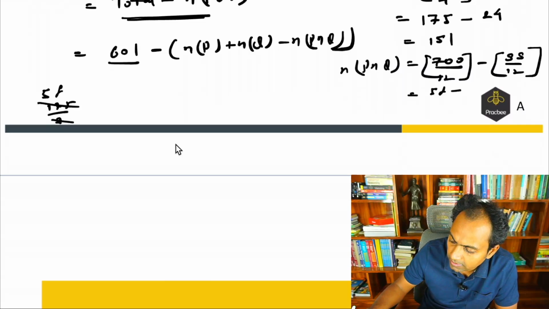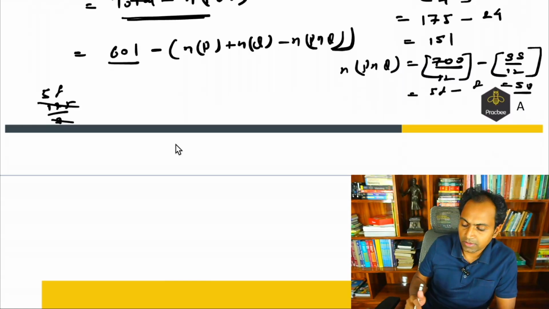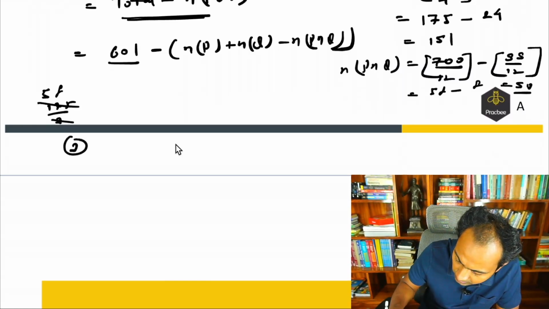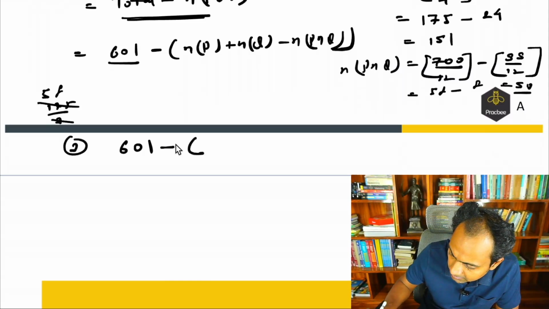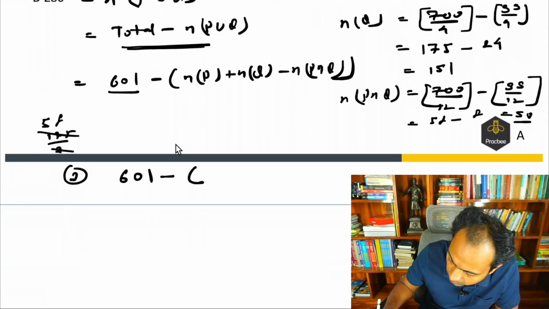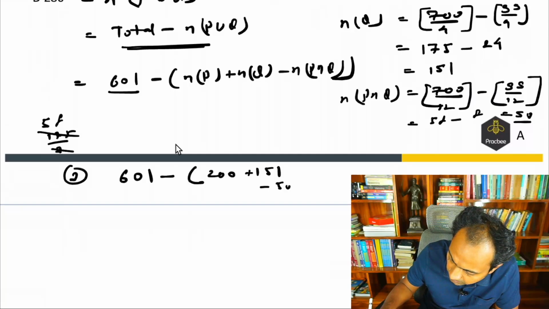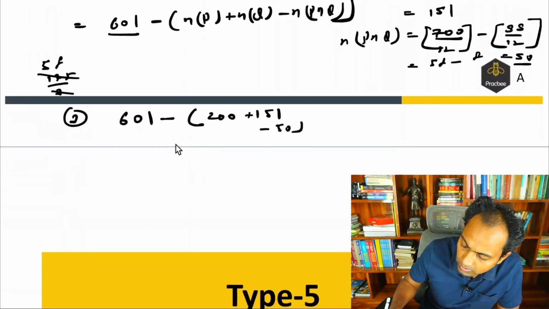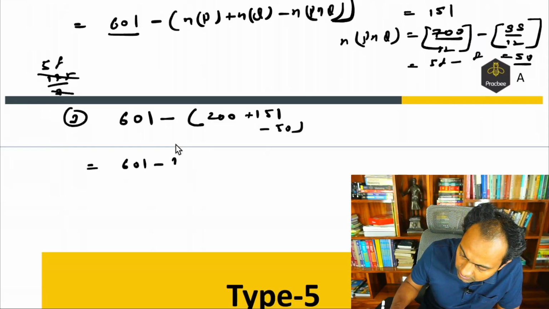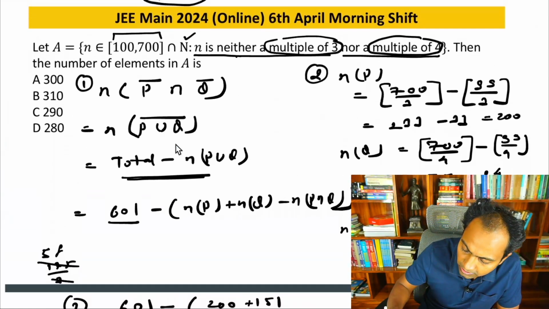And we know that 100, so this is slightly less than 24. 24 divided by 3 would be nothing but 8. So this comes out to be 50. Now in the third part, let us substitute the value. So answer becomes 601 minus n of p, that was nothing but 200, plus 151 minus 50. So you can see that this becomes nothing but 301 and answer comes out to be 300. So option A, if you check here, matches.